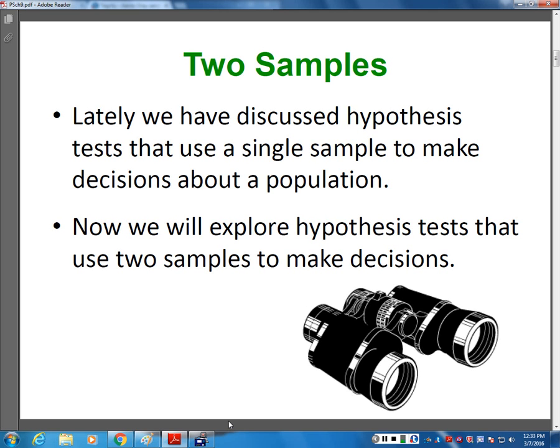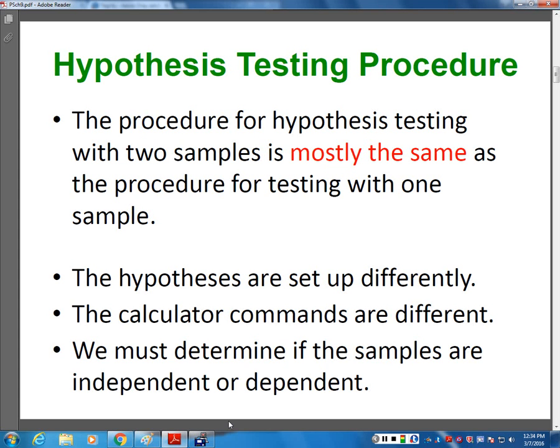In previous videos, we've discussed hypothesis tests that use a single sample to make decisions about a population. We'll now explore hypothesis tests that use two samples to make decisions. The procedure for this is mostly the same as when we were only testing with one sample. There are a few key differences. The hypotheses themselves are set up a little differently. The calculator commands are different, and we must determine if the samples are independent or dependent.